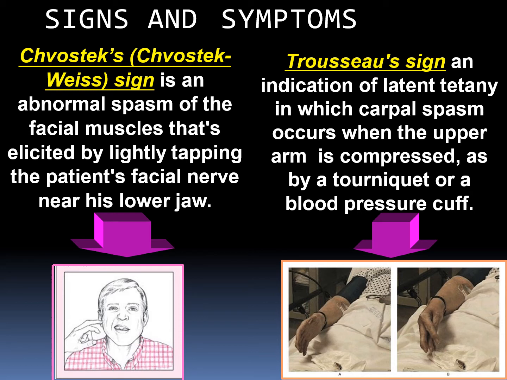To elicit Trousseau sign, a blood pressure cuff is placed around the arm and inflated to a pressure greater than the systolic blood pressure and held in place for 3 minutes. This will occlude the brachial artery. In the absence of blood flow, the patient's hypocalcemia and subsequent neuromuscular irritability will induce spasm of the muscles of the hand and forearm: the wrist and the metacarpophalangeal joints flex, the distal interphalangeal and proximal interphalangeal joints extend, and the fingers are adducted. This sign is also known as main d'accoucheur.